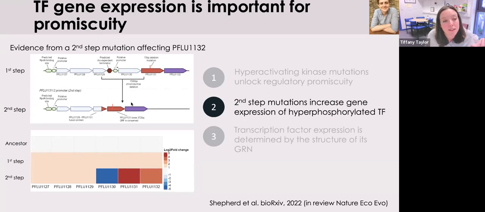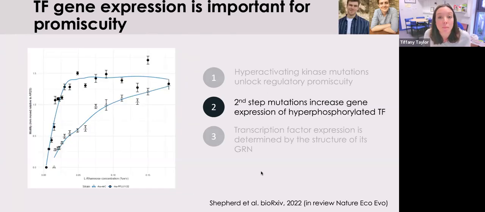And so what this means is that if you have lots of active 1132 around, it can then establish a positive feedback loop because it can bind to these sigma 54 dependent binding sites and drive its own expression. And you can see that if you look at the transcriptomic data, where the second step mutation leads to very large increase of expression of 1131 and 1132.